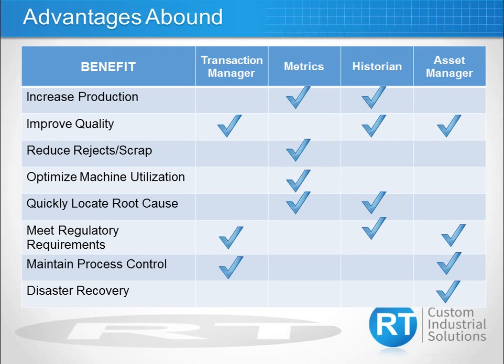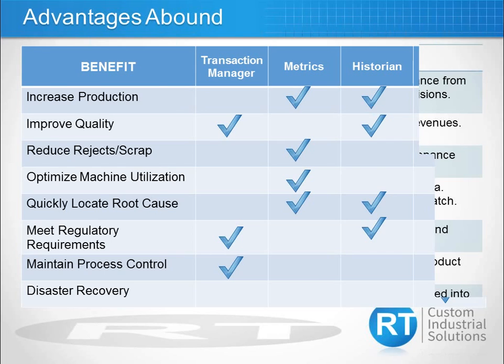And we can take a look at a lot of the other check boxes, but to take a look at reduce rejects and scrap, Metrics is a very, very good tool for that because you can analyze down to the line level, down to the machine level. Why am I having so many scrap parts on this machine? Is my tooling out of alignment or something else?